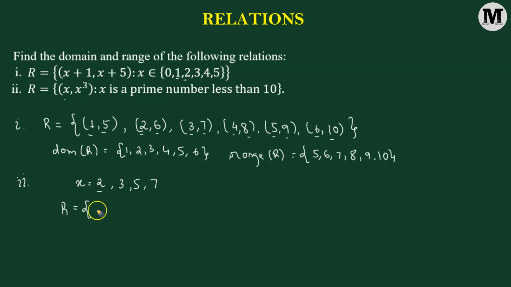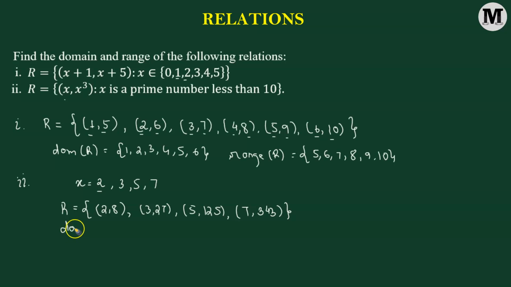If we choose x to be 2, then we have 2 replaced in place of x in the ordered pair, and the second element, which is x cubed, will become 2 cubed to give us 8. So we have 2 comma 8, that's our first ordered pair. Next ordered pair will be 3 comma 3 cubed, so that's 27. Next we have 5 comma 5 cubed, that's 125. Next we have 7 comma 7 cubed, that's 343. So this is going to be the relation R consisting of these 4 ordered pairs.